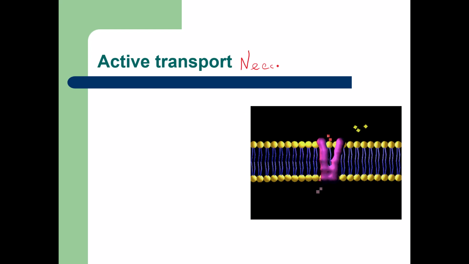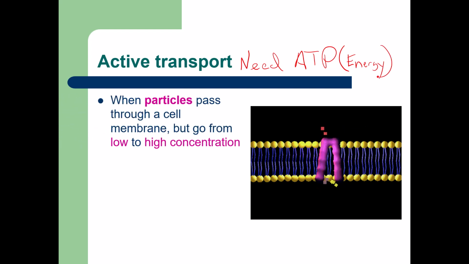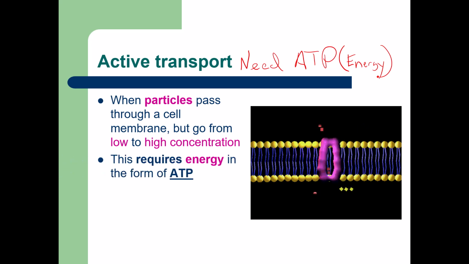needs ATP, which is just another term for energy. Okay. And we're going to talk more about ATP when we talk about cell energetics. So ATP, also known as energy. Okay. All right. So when particles pass through the cell membrane, but go from an area of low to high. All right. So this is the inverse, once again, of passive transport.